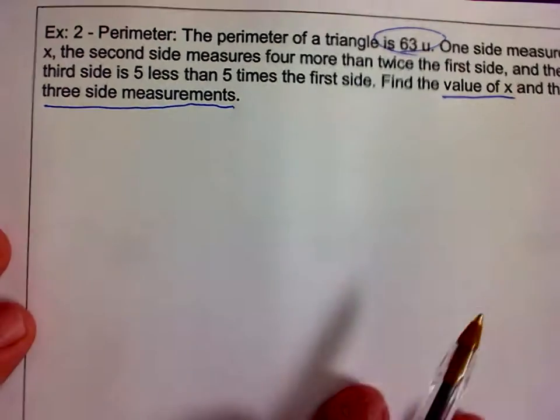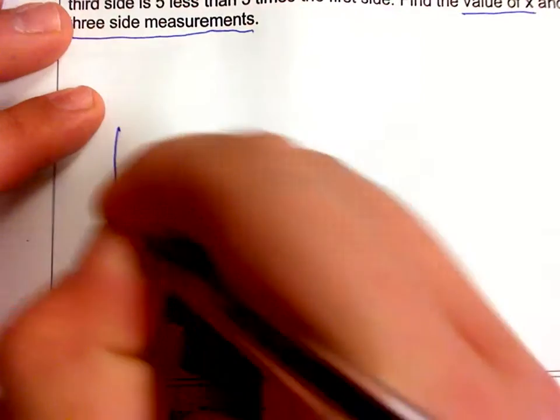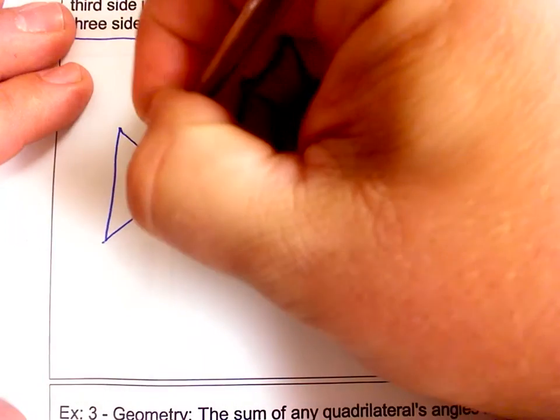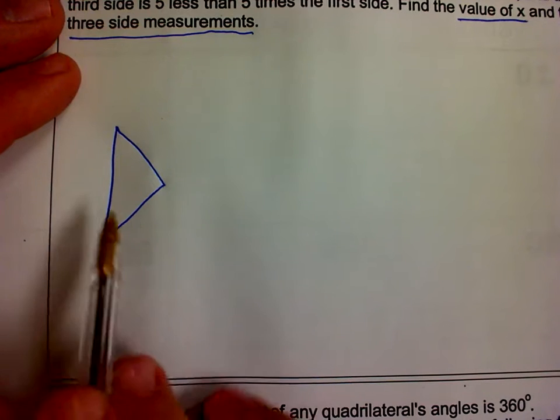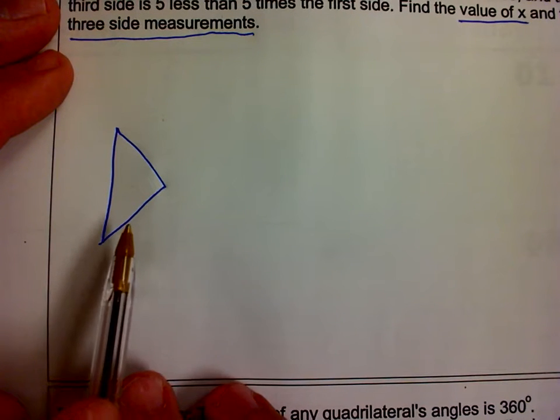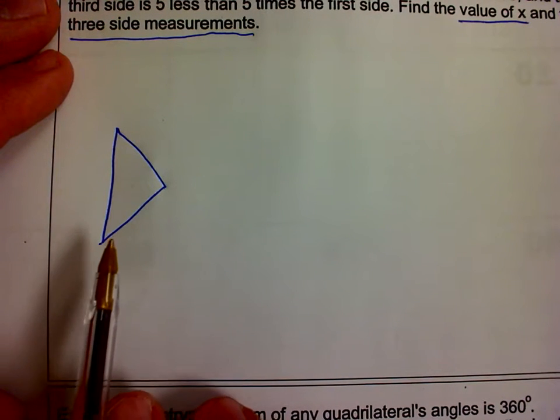So what we could do to help us out a little bit is, let's go ahead and draw a triangle. I will tell you, I've drawn 7 different triangles now, 6 with my first 6 period classes.